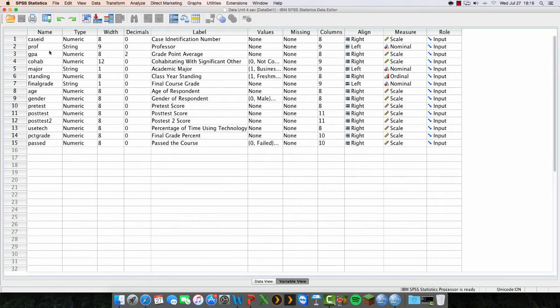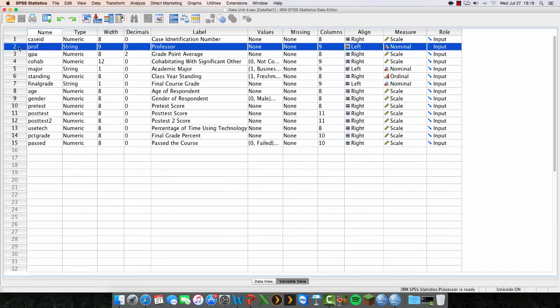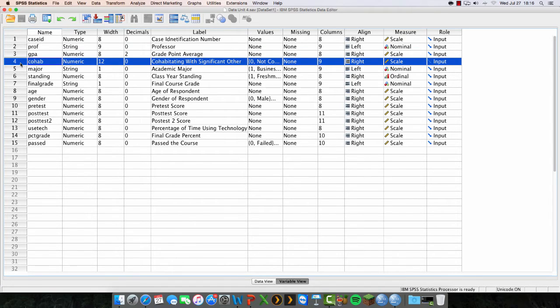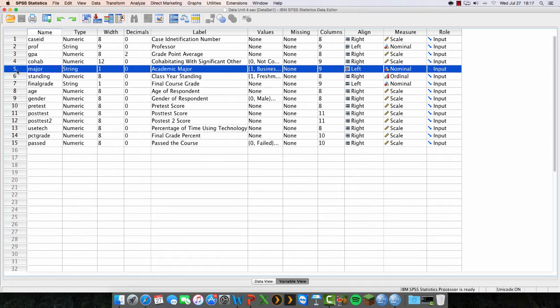the familiar case ID, and then prof, which is the professor in question. In this case, it's myself, Professor Kaczynski, Professor Trump, and Professor Trepanier. The GPA of the respondent, of the student in question, whether or not that student is cohabitating with a significant other, right? You guys know cohabitating, right? Shacking up. What that student's major is.